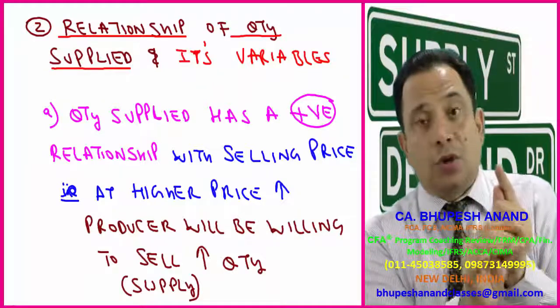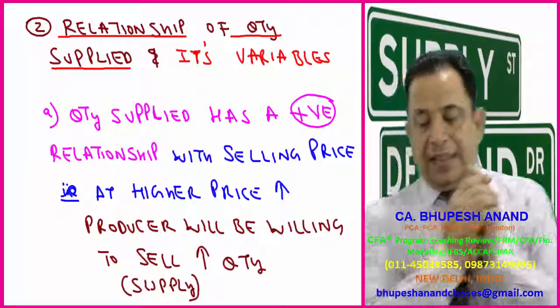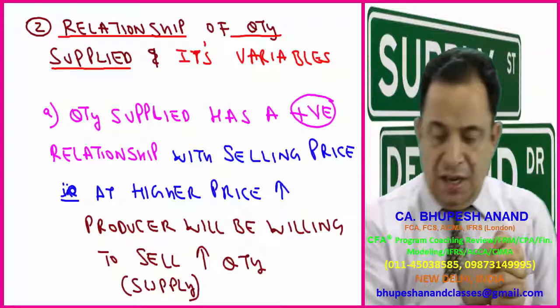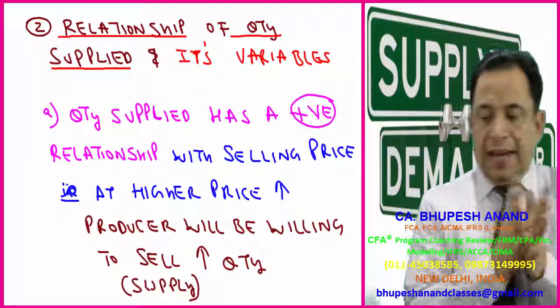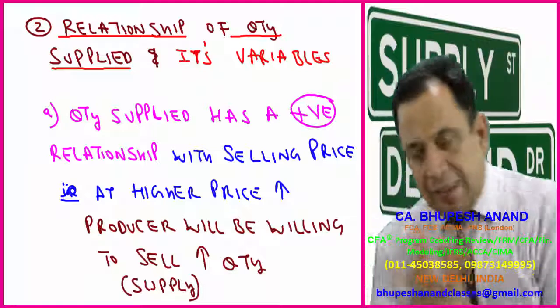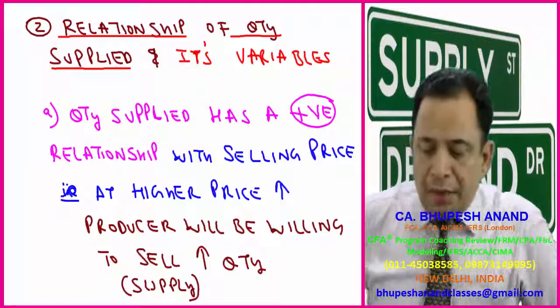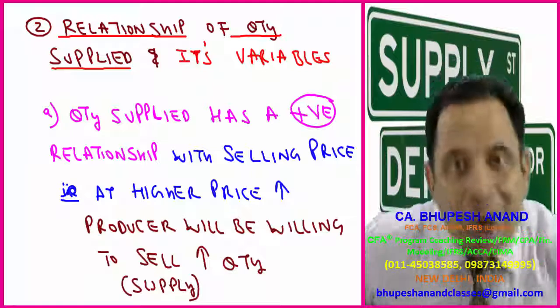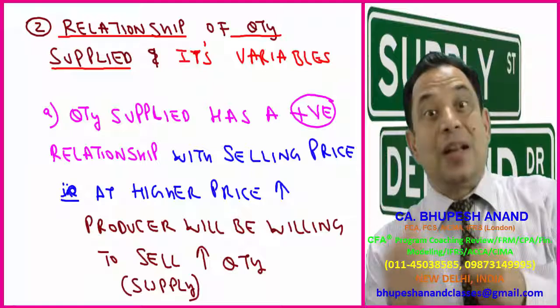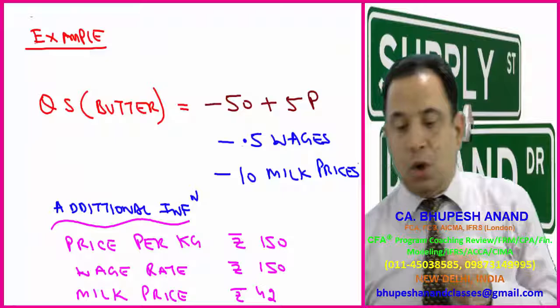Please prepare your class notes with selling price. That is, at a higher price, the producer increases supply. As the price increases, the producer will be willing to sell a higher quantity, because he will be motivated to sell more.